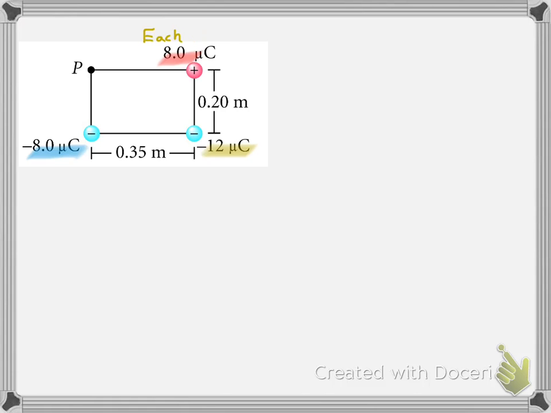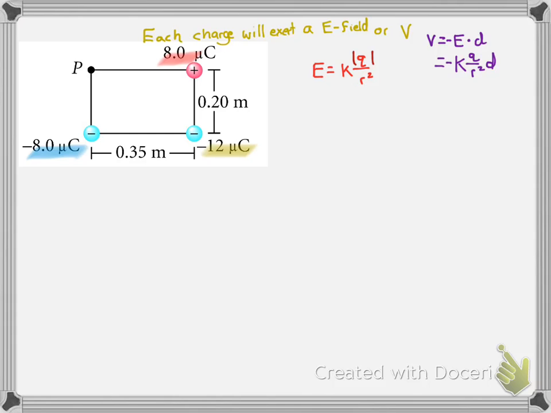So if we look at the problem again, except this time we're going to use voltage instead of finding the electric field. Each charge, we learned, is going to exert an electric field or a volt on that point P. The electric field is equal to kq over r squared, and we said that the volt is equal to negative E times D, so it's negative kq over r squared times D. Now D and R both represent the distance from the charge to the place being affected, so they're the same. We get negative kq over r squared times R, so a simplified version of our equation is negative kq over R equals the voltage.